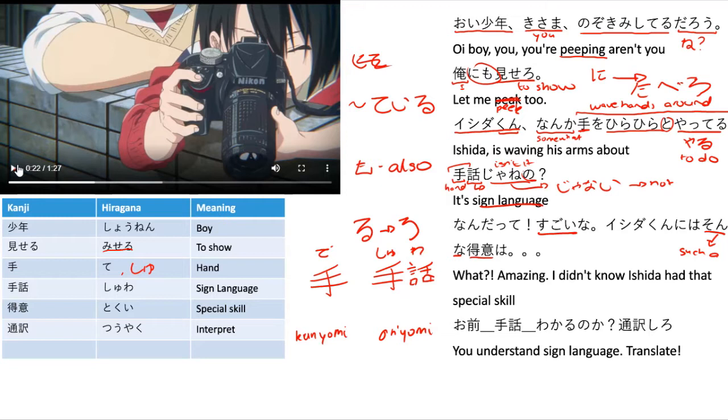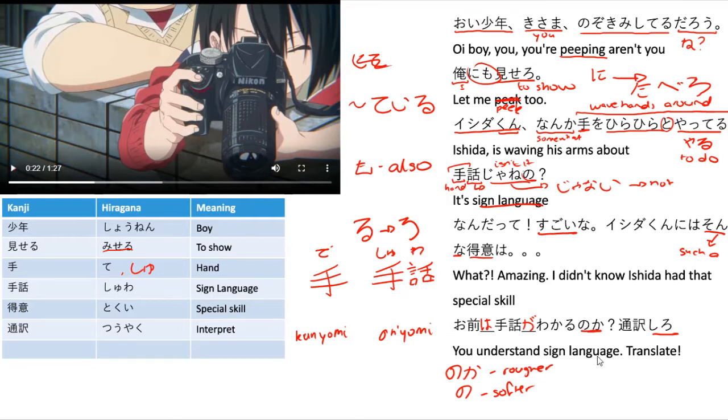But here we can just say omae wa shuwa ga wakaru no ka. So you understand sign language. Tsuyaku shiro. Translate. Again, this shiro. Translate. Tsuyaku shiro. Sort of thing. Now here, you've got this no ka for the question. Instead of no, we have no ka. So no ka kind of makes it more masculine speech. No kind of makes the question sound softer, and this sounds rougher. So this character with the green head, I forgot his name, he speaks very roughly, which is why you have noka or kisama in his speech. And so, yeah. So let's carry on.